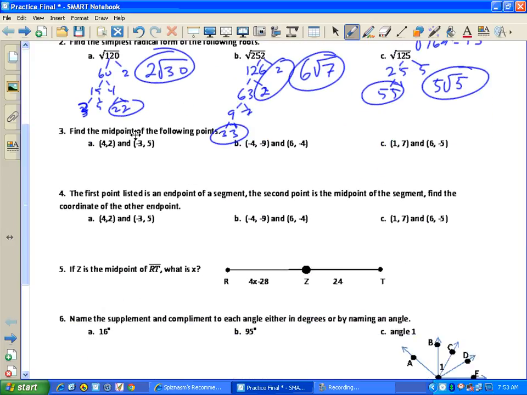Midpoints, I'm just going to add my x's, divide by 2. Do the same with my y's. So x's, if I add 4 and -3 together, I get 1. Half of 1 is 1/2. 2 plus 5 is 7. Divided by 2 is 7/2. Or if you wanted to do 3.5, you could do that.